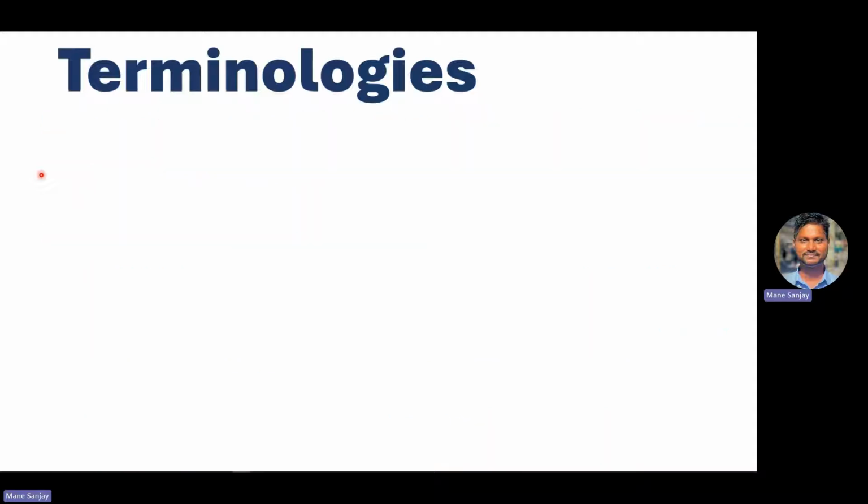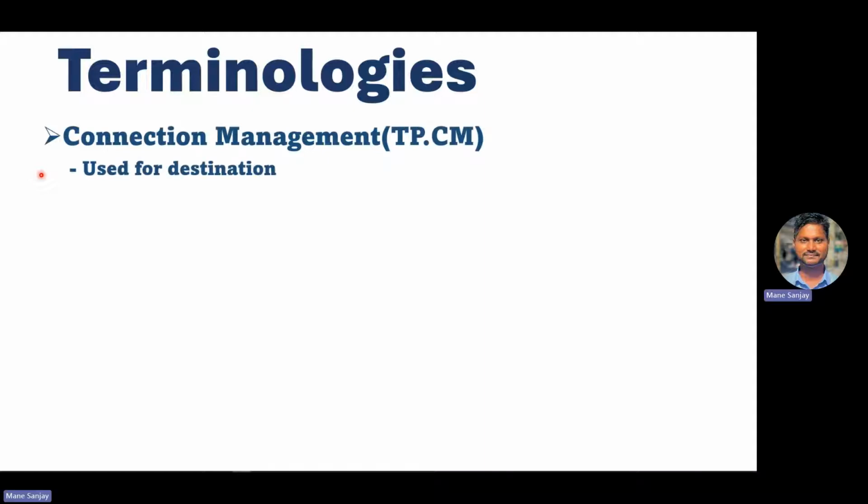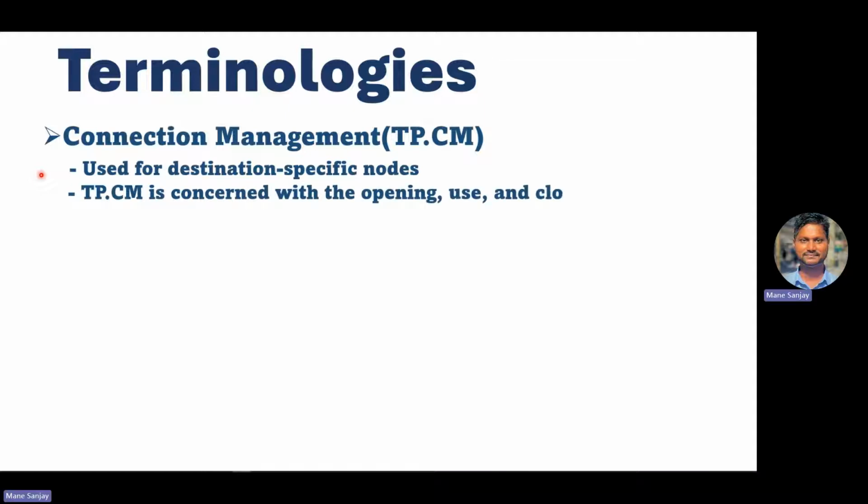Next, I am going to talk in more detail about connection management under the transfer protocol. This connection management is used for destination-specific nodes. Transfer protocol connection management is concerned with the opening, use, and closure of the connection. So the role is actually opening the connection, using it, and closing it. That means maintaining the flow and everything. That is done by connection management basically.